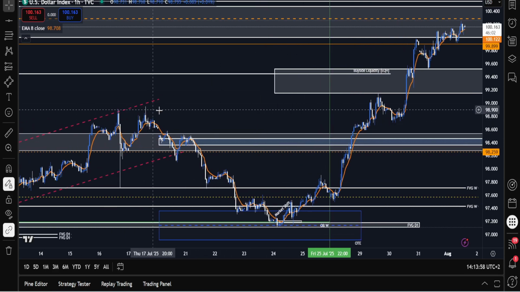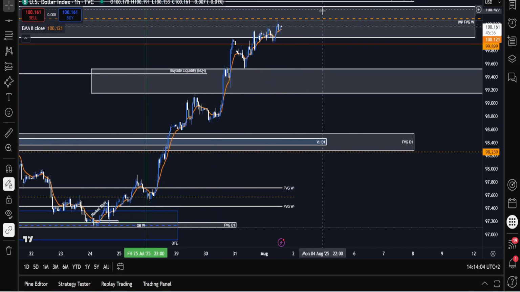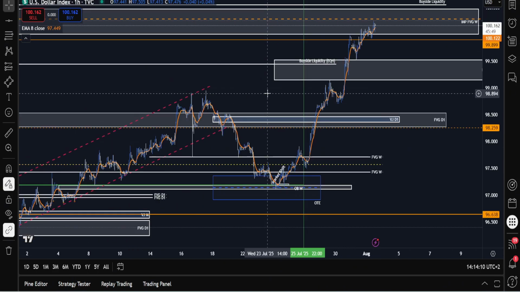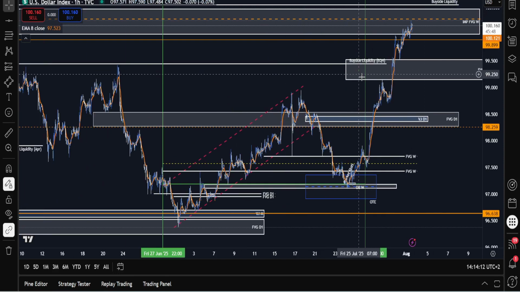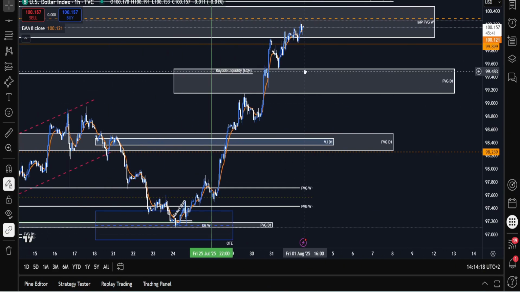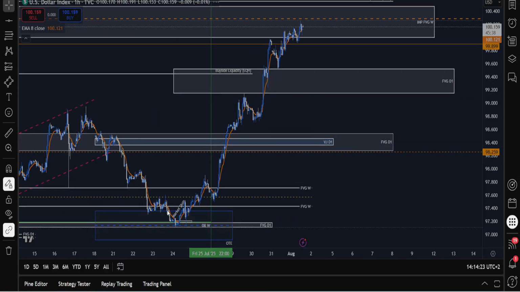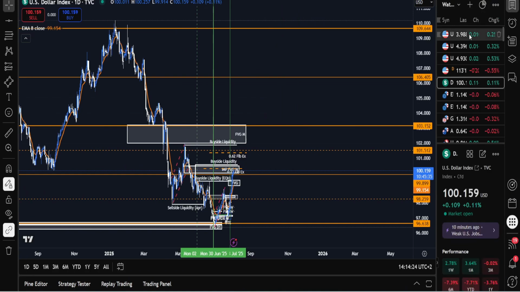We went up, took out that buy side, we took out our June equal high buy side liquidity, and we went into our weekly implied fair value gap, and we still have buy side liquidity further up. Today is Friday, the 1st of August, and we have NFP today, so we will have to see how price plays along today.